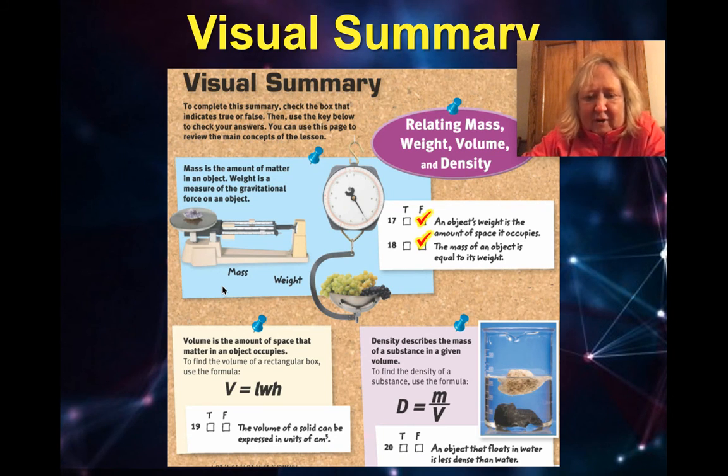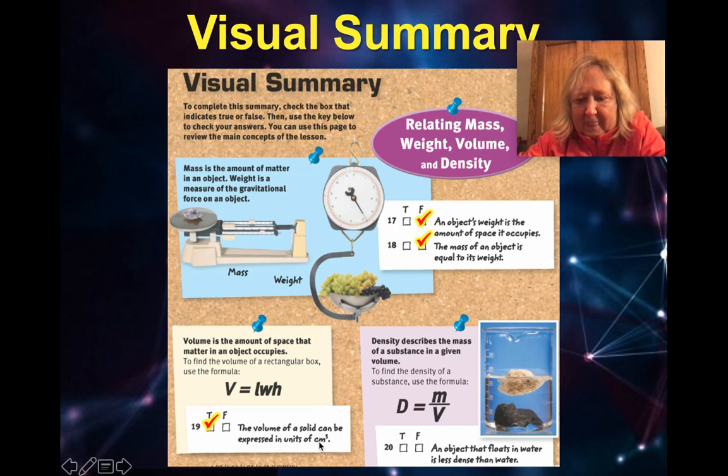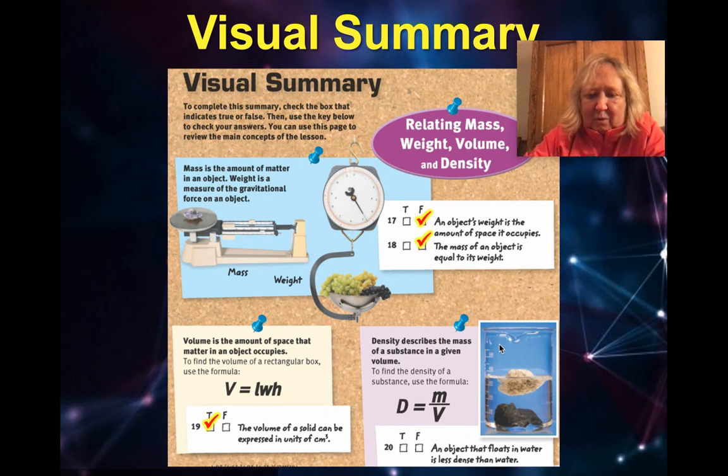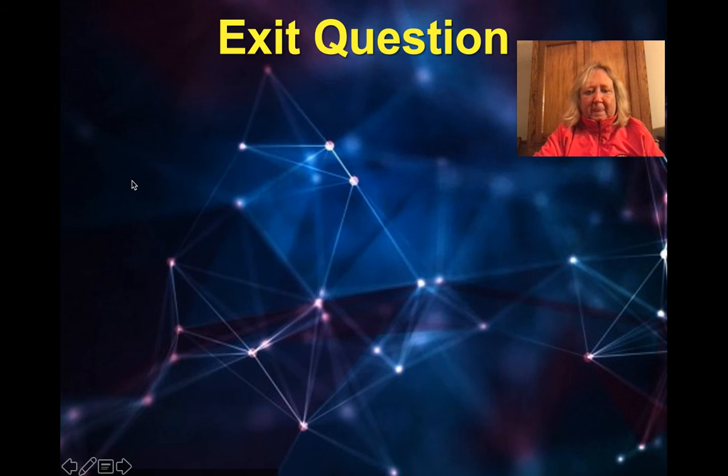Number 19, the volume of a solid is expressed in units of cubic centimeters. Length times width times height. That is true because you have 3 items, so that's why you have the 3. Last question. An object that floats in water is less dense than the water. What do we think? Remember, the density of water is 1. So the answer to that question is true.